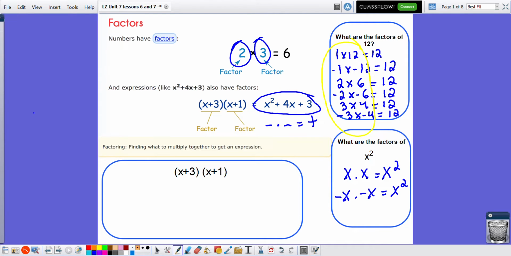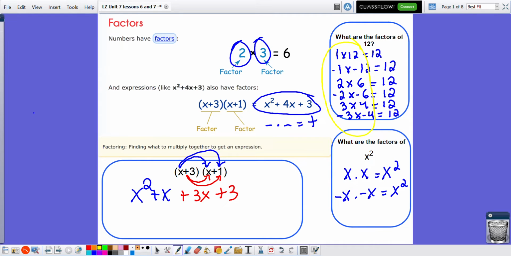So let's review how we multiply. First, we will multiply x times x and x times 1. x times x is x squared. x times 1 is 1x. Now we will multiply 3 times x and 3 times 1. 3 times x is 3x, and 3 times 1 is 3.